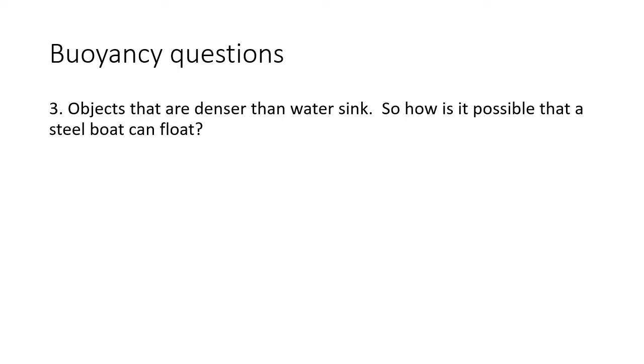Alright, so number 3, objects that are denser than water sink. So how is it possible that a steel boat can float? So the real key here is not that objects denser than water sink, it's if they don't displace water equal to their own weight. So for example, a steel boat is shaped so that it displaces enough water to counteract its weight. So if you just took a chunk of steel, it would not displace enough water to counteract its own weight. But if you shape it into a boat shape, now it's going to displace more water, and it'll displace a weight of water greater than or equal to its own weight without going totally under the water.